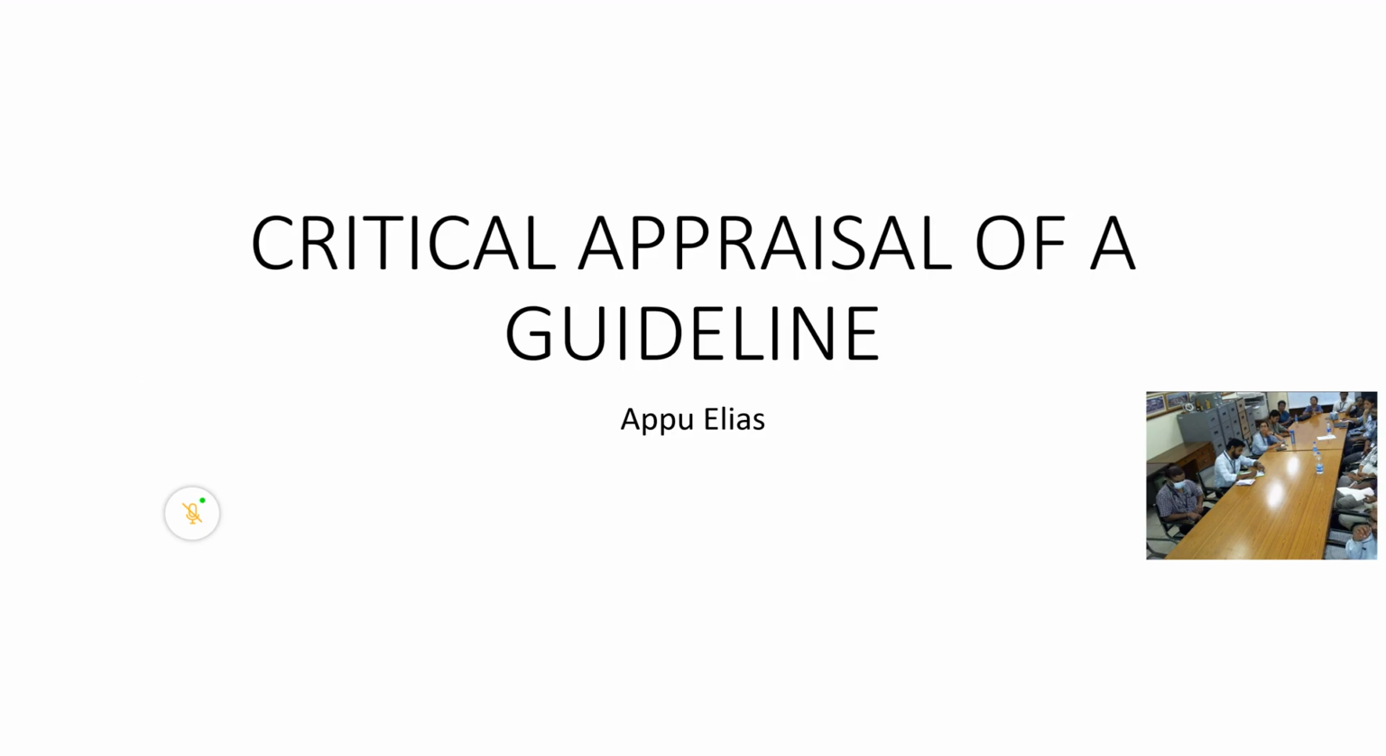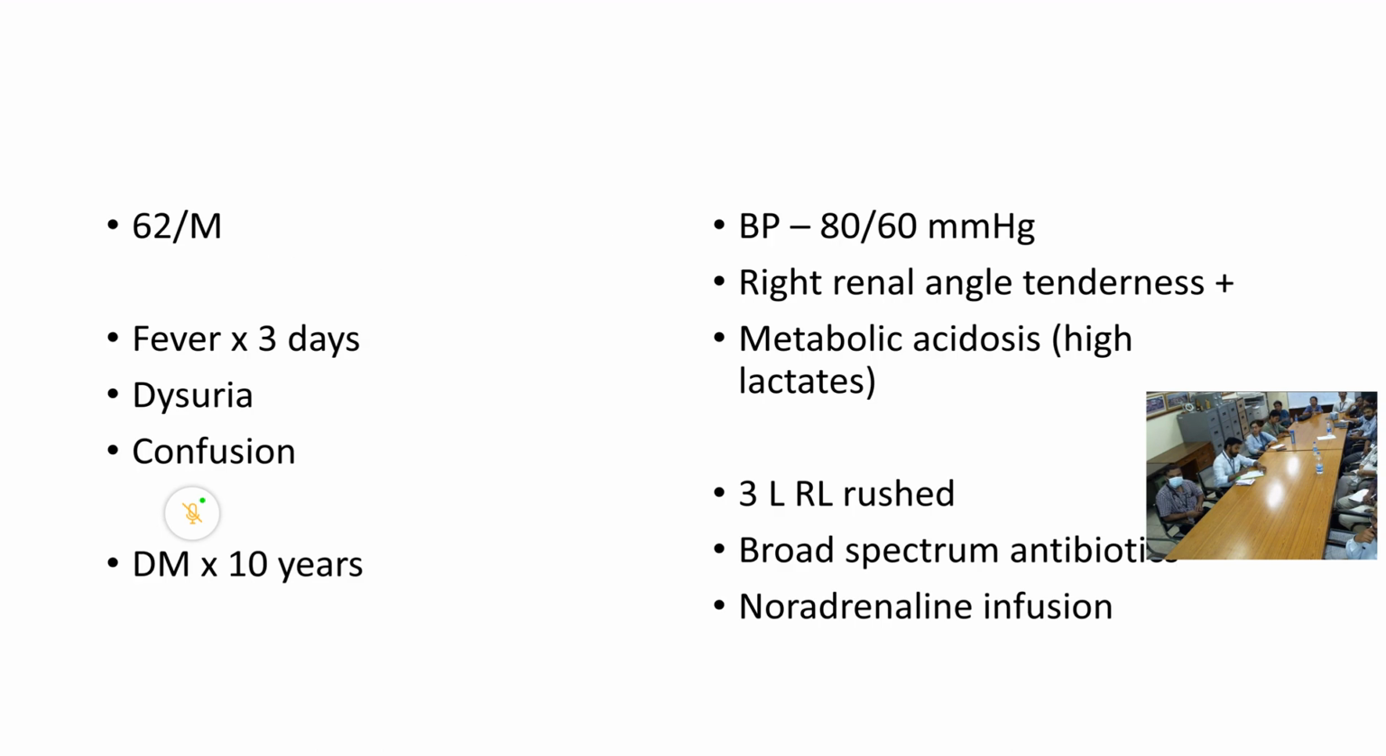I will be doing a critical appraisal of a guideline, and I would like to start with a case scenario first. This is a 62-year-old gentleman who is a known diabetic for 10 years who presented to the emergency with fever for 3 days, dysuria and confusion. On examination, he had a blood pressure of 80/60 and right renal angle tenderness. An ABG done in casualty showed metabolic acidosis with a high lactate.